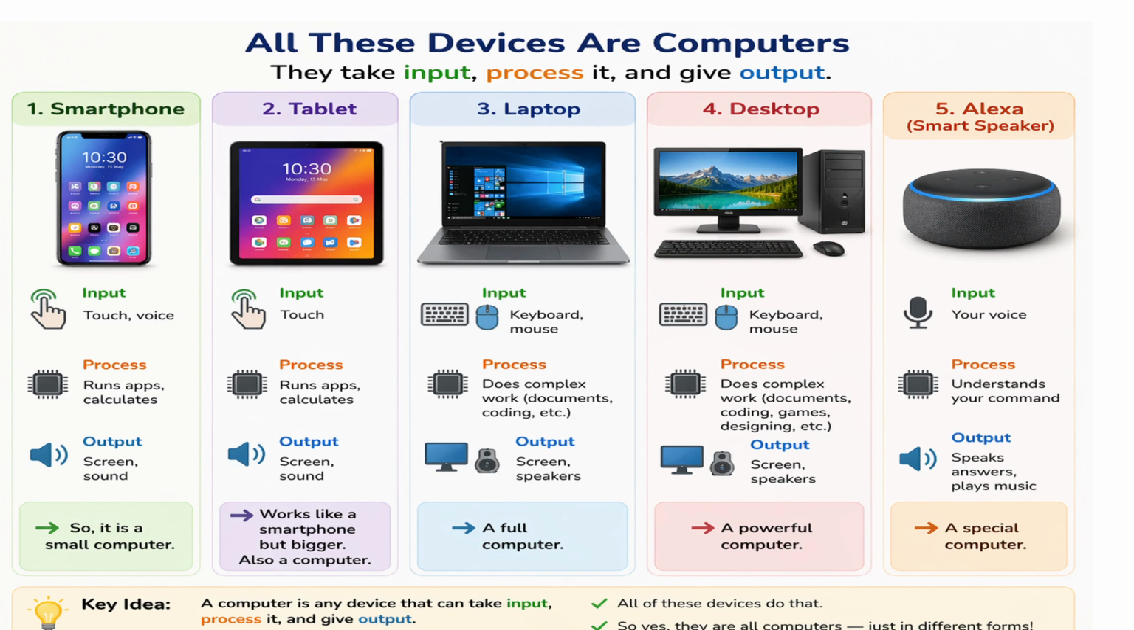Alexa. Now here is where my student pointed out, how can this be a computer? So here if we see, input is your voice. When you give a command to Alexa, it's an input that is going inside. Process: it understands your command. And output is it speaks, it answers, plays music, whatever. It gives an output in voice form. So this is a special computer. So we can say that all of these devices do IPO, which is input, process, output, storage. Hence, we can say they all are computers in their own way, just in different forms.